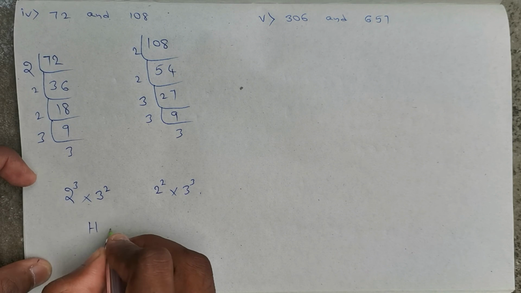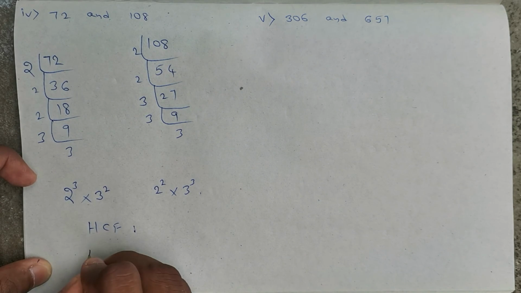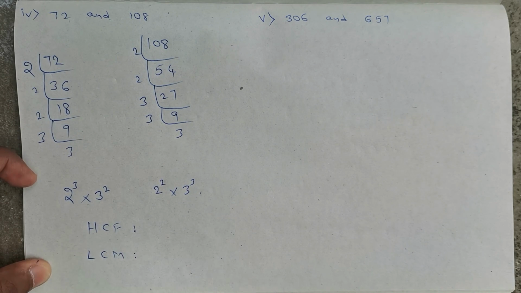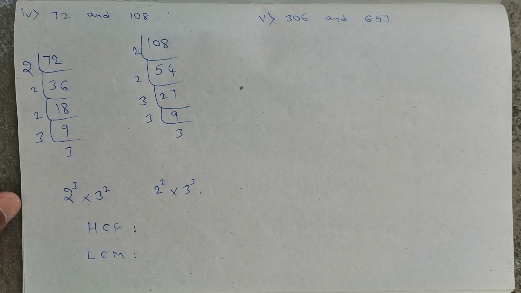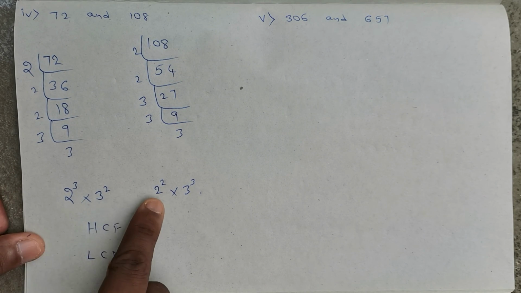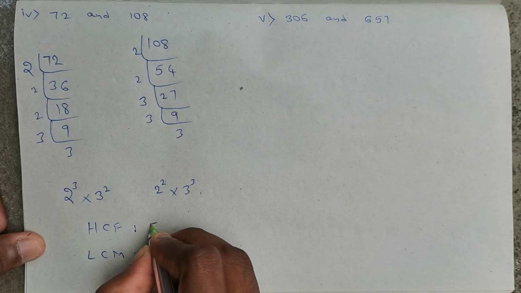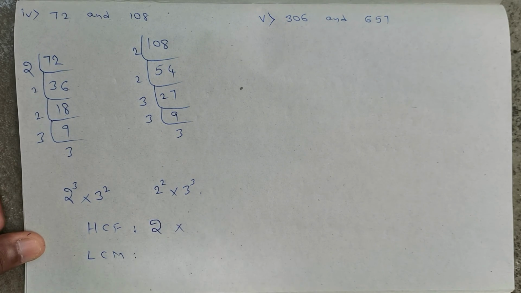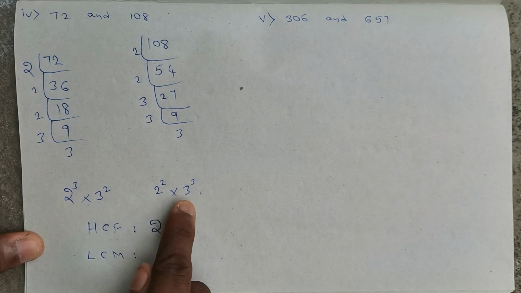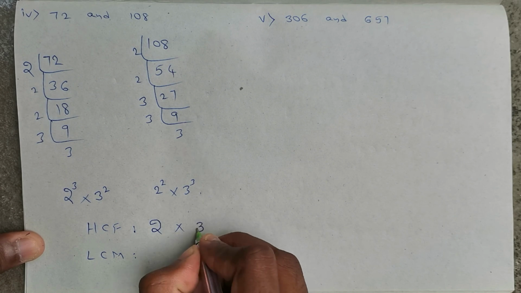So now if we move to the HCF as well as LCM. HCF, first check for the common. Here number 2 is there, here also number 2 is there. So in the answer HCF compulsory 2 will be there, into here 3 is there, here 3 is there. So compulsory in the HCF number 3 will be there.